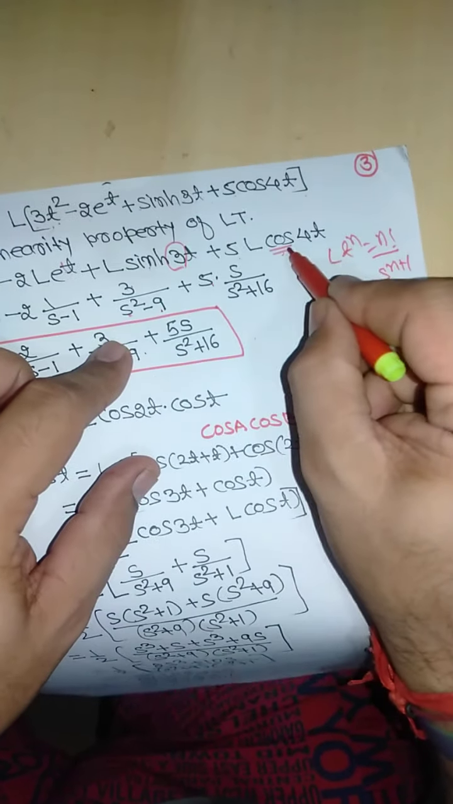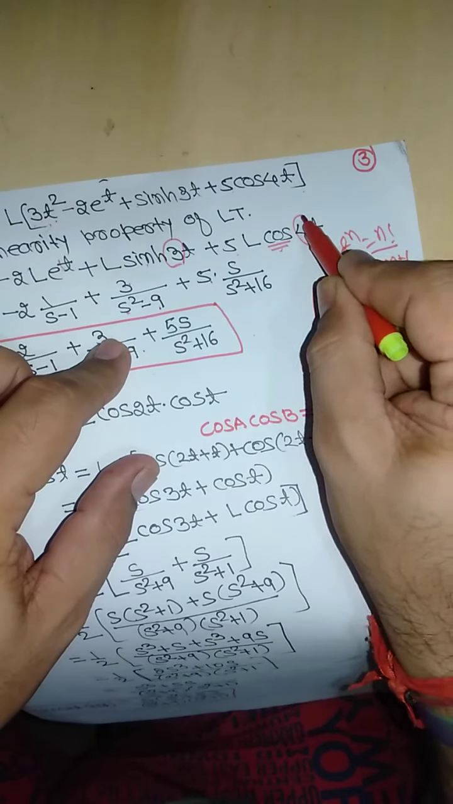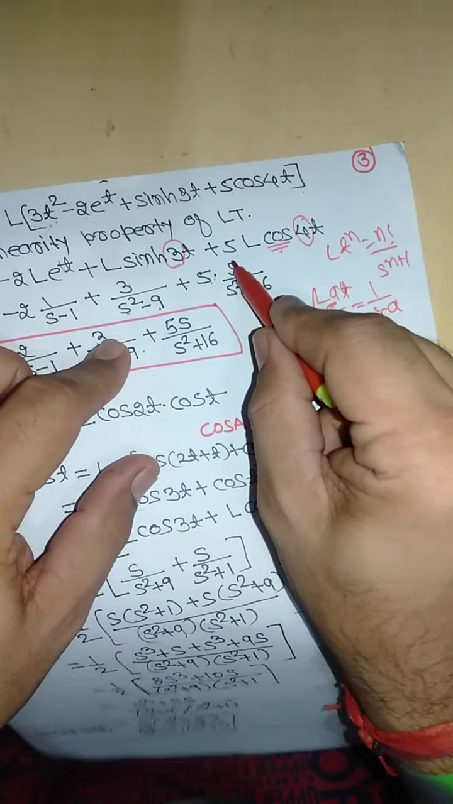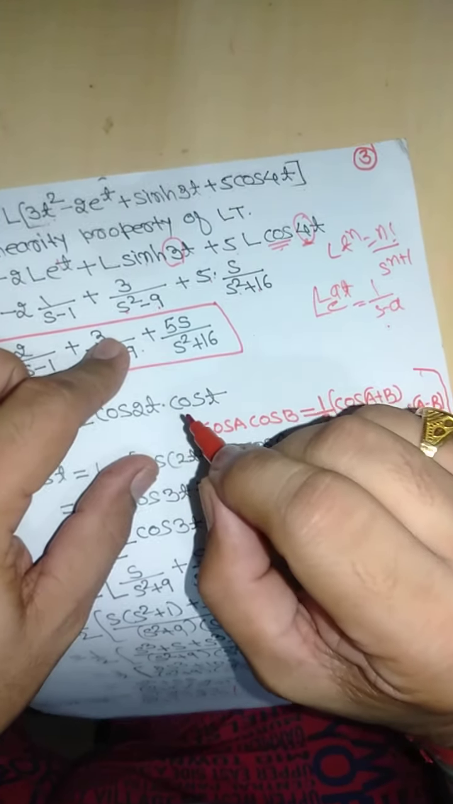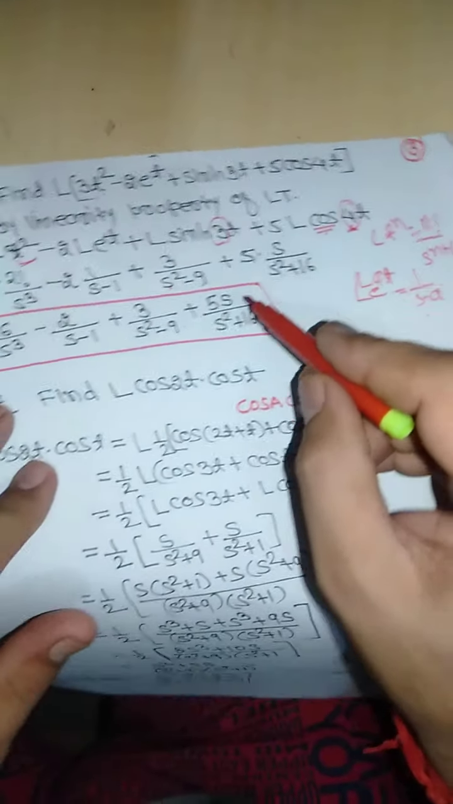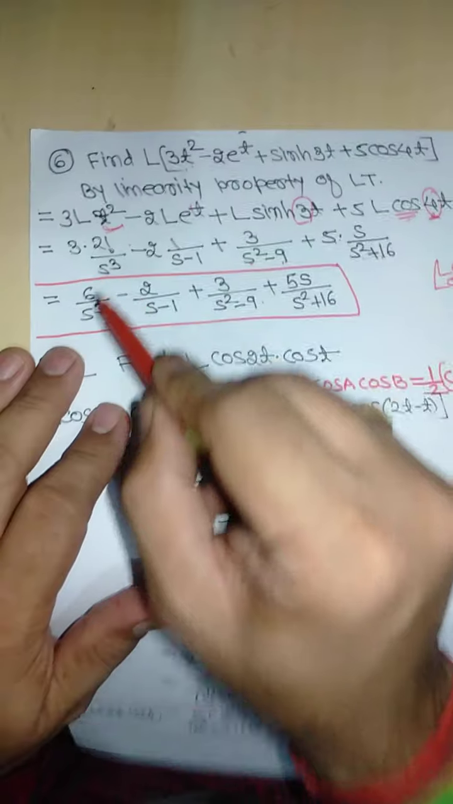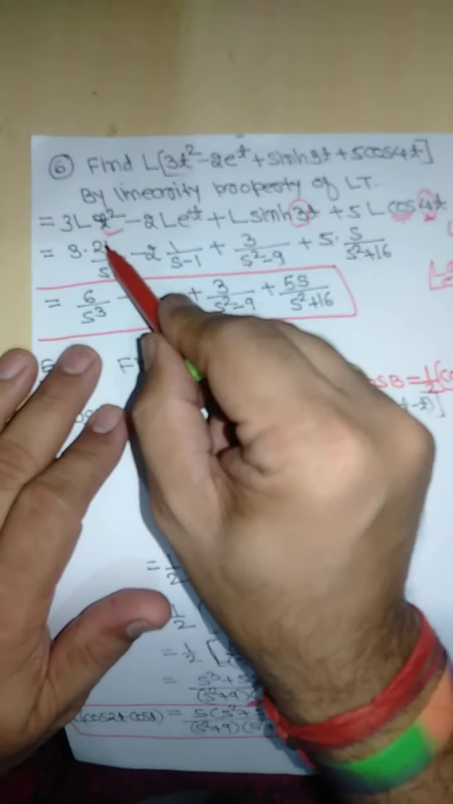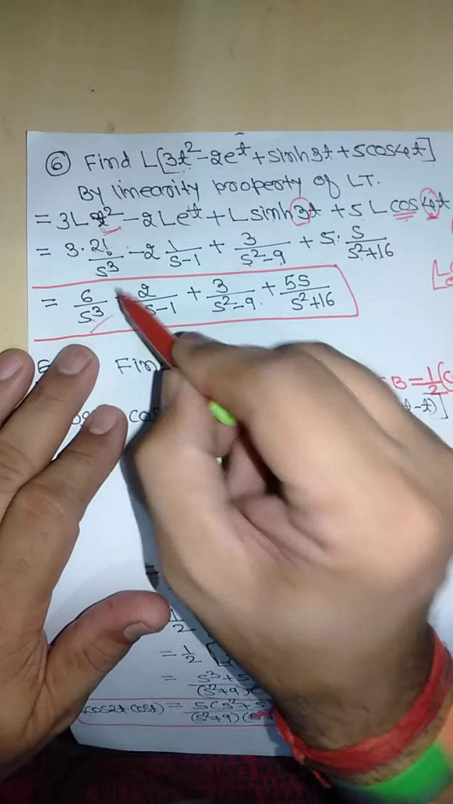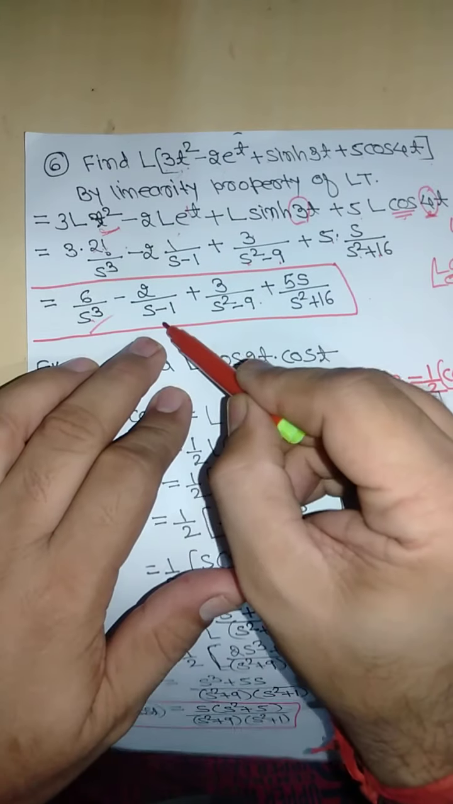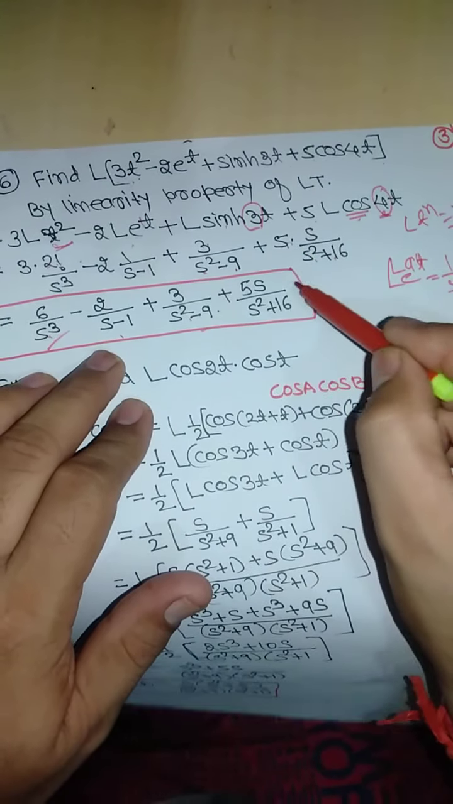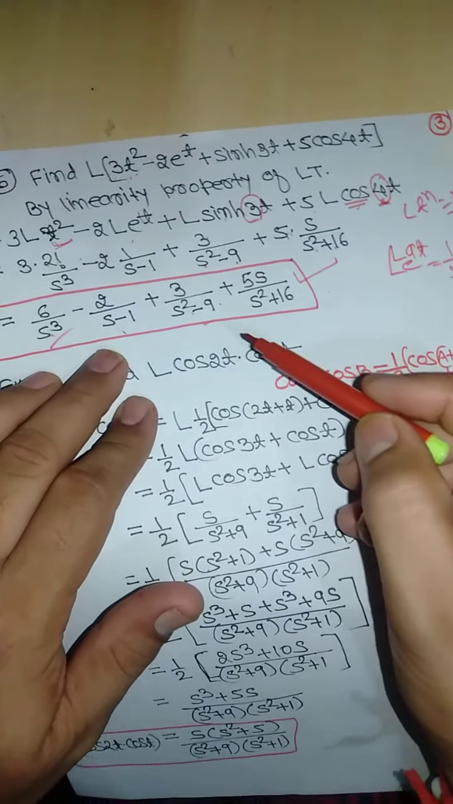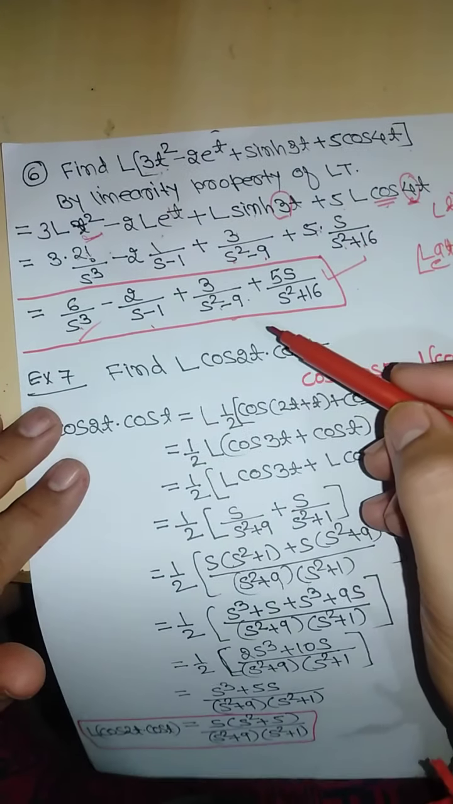Plus 5 times the trigonometric cosine function, where the value of a is 4. So 5 into s upon s square plus 16. In this way, 3 factorial 2 is 6, and 6 upon 3 gives 2. So we get 6 upon s cube minus 2 upon s minus 1 plus 3 upon s square minus 9 plus 5s upon s square plus 16. Simple. So this is the sixth problem.